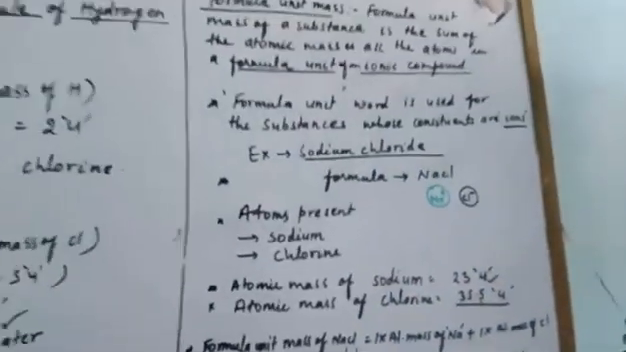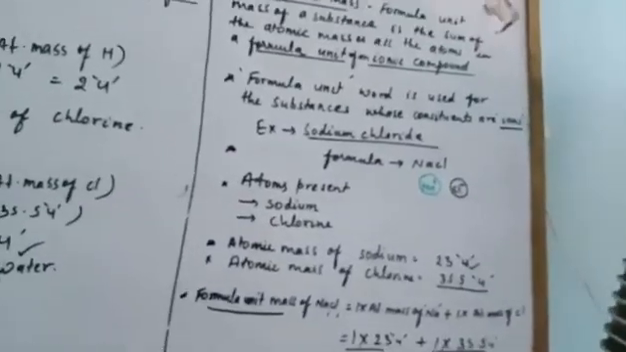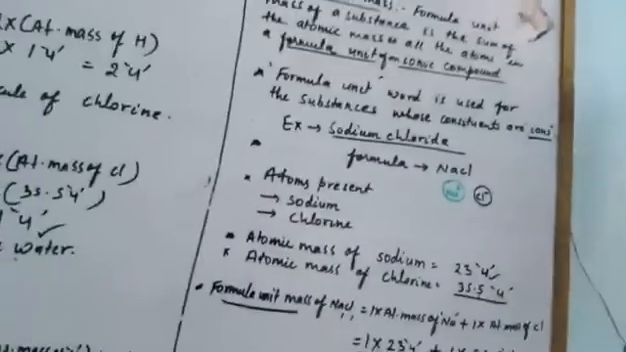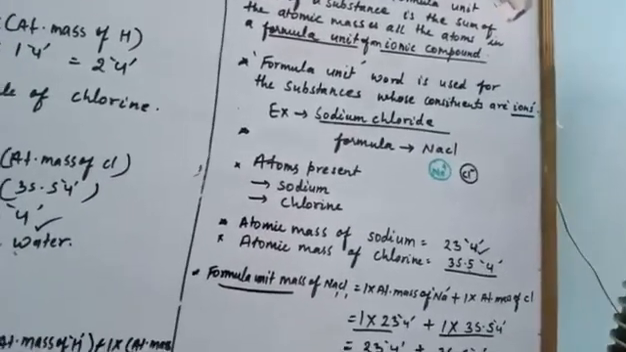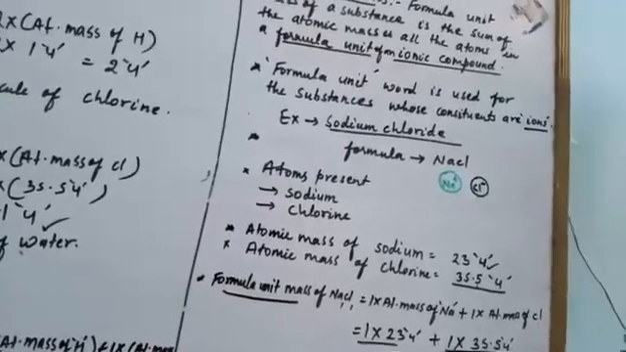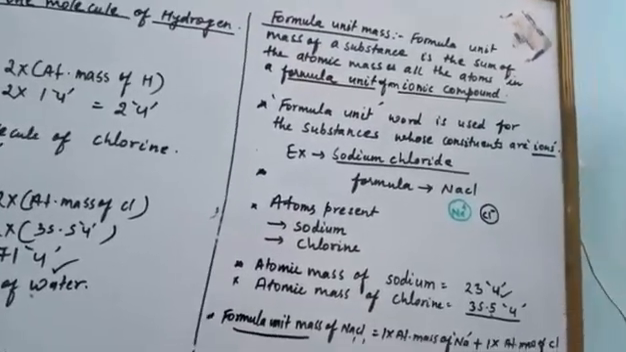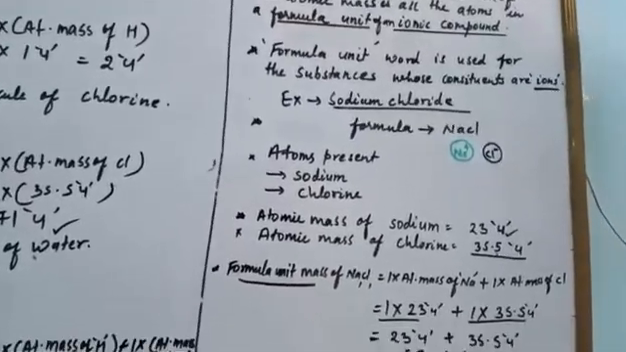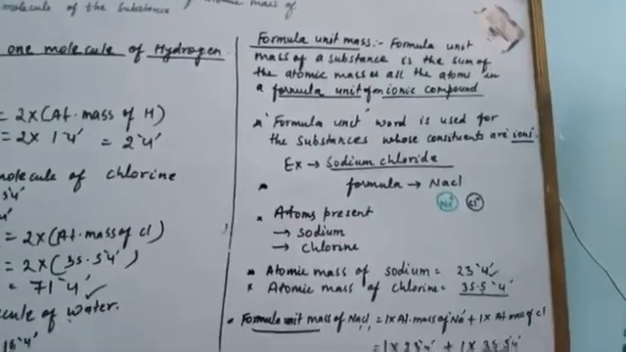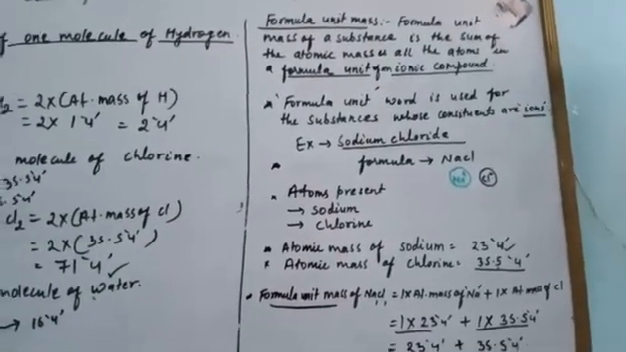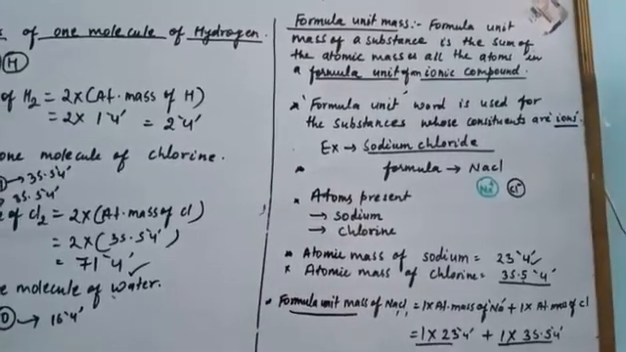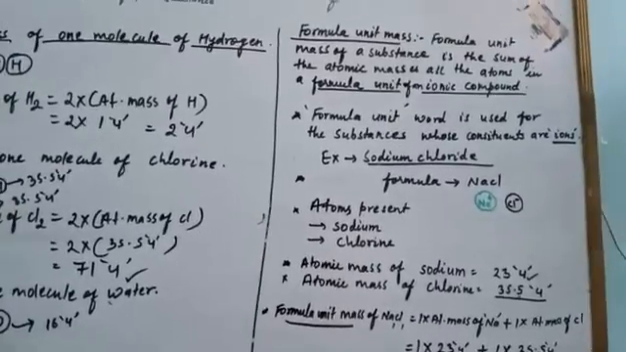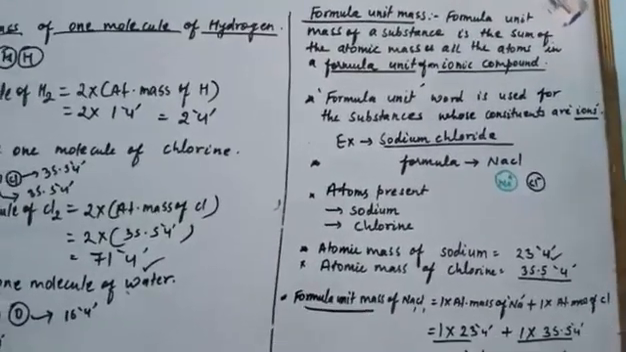It is nothing but the molecular mass only, but when you are calculating the mass of one molecule of an ionic compound, then instead of using the word molecular mass, you should use the word formula unit mass. Okay, so that was about molecular mass and formula unit mass. In formula unit mass, you could have different ionic compounds like potassium chloride, ammonium chloride. Like that you can calculate the formula unit mass of those ionic compounds.